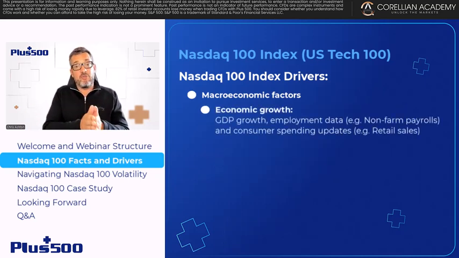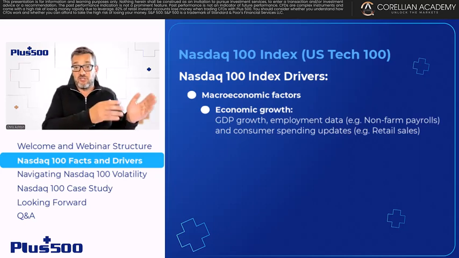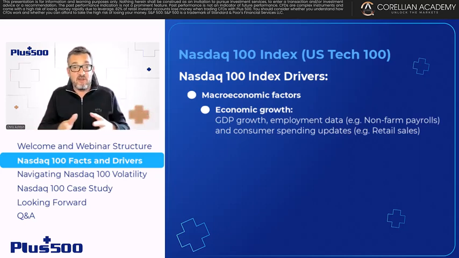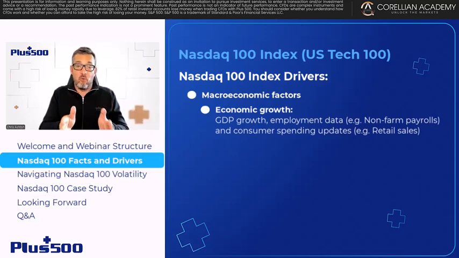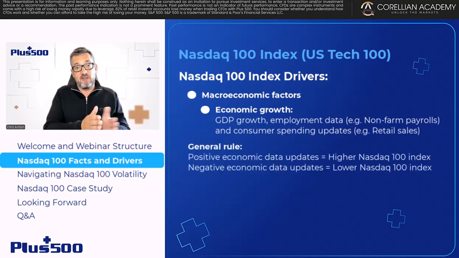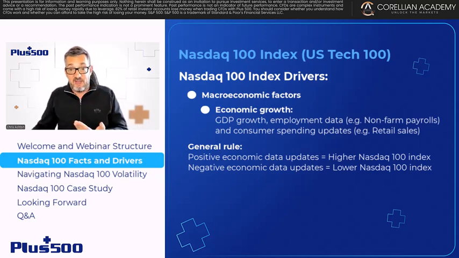Under the economic growth heading, economic indicators such as GDP growth, employment data like the non-farm payrolls release, and consumer spending updates can also influence the index. Positive economic updates often lead to increased consumer and business spending, which benefits the companies in the Nasdaq 100, while negative data can lead to declines.